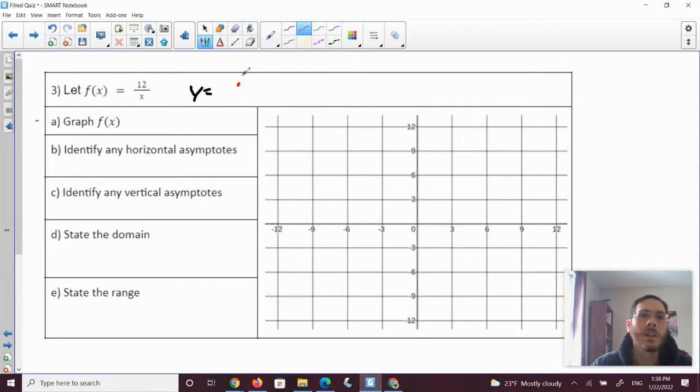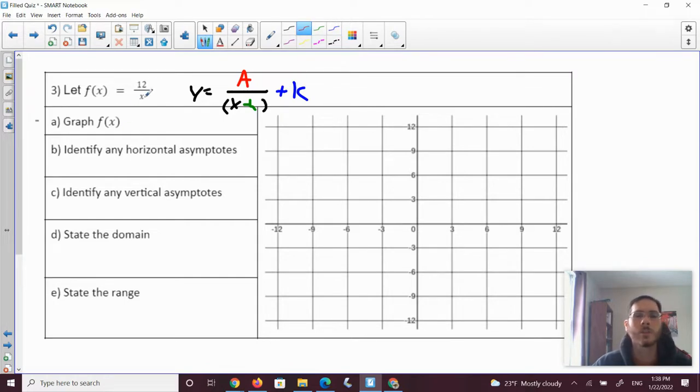Y equals a over x minus h plus k. All right. Now there's no parentheses, and there's nothing on the denominator of the fraction that we're adding or subtracting, and there's also no number that we're adding or subtracting on the end either. So both h and k are going to be 0 in this case.